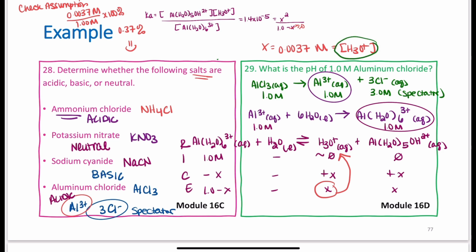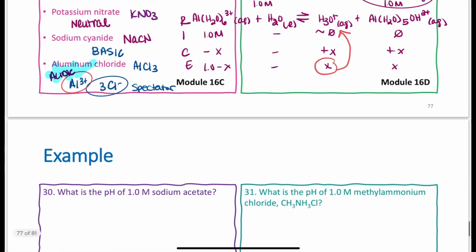Now that I have the hydronium concentration, I can find the pH. pH is the negative log of 0.0037. Again, 2 sig figs here because the 1.0 here and the Ka as well had 2. So I need 2 decimal places. 2.43. I expected it to be acidic for aluminum chloride, and I found it to be acidic. And for this concentration of aluminum chloride specifically, it would be 2.43.